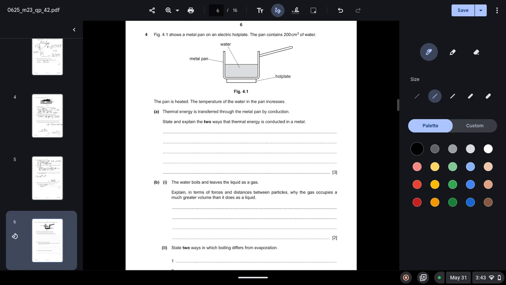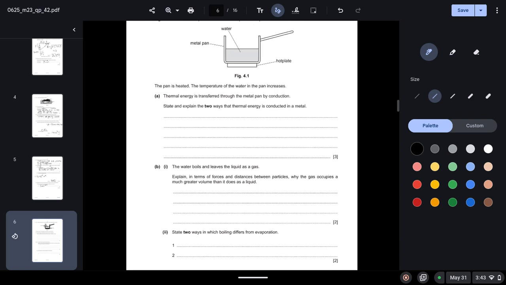Well, we know that metals have delocalized or free electrons. So one way is transfer of energy through those free electrons. When the electrons move through the metal or when they collide with other particles, energy is transferred. So one way is through free electrons.